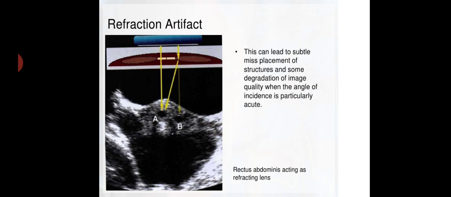This can lead to subtle misplacement of structures and some degradation of image quality when the angle of incidence is particularly acute. For example, the rectus abdominis acting as a refractive lens in the following figure.